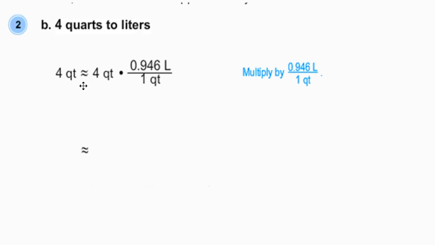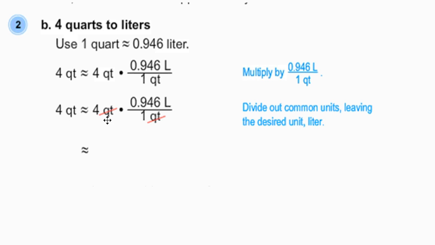Another example, we're going to do quarts to liters. Okay, so we know that 4 quarts, in a quart, it's 0.946 liters. So we're going to multiply that conversion times 0.946 liters over 1 quart. And the quarts are going to cancel out. And so we're left with 4 times 0.946, and that equals 3.78 liters. So 4 quarts equals 3.78 liters.